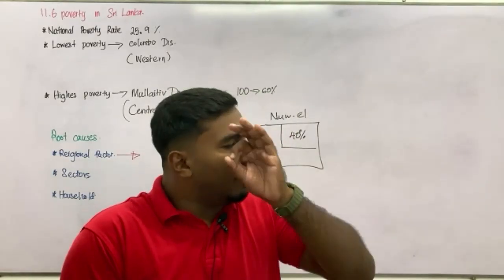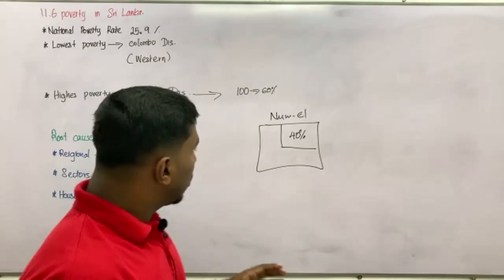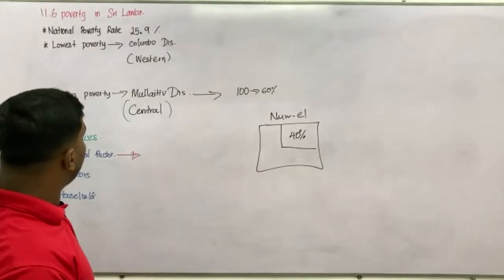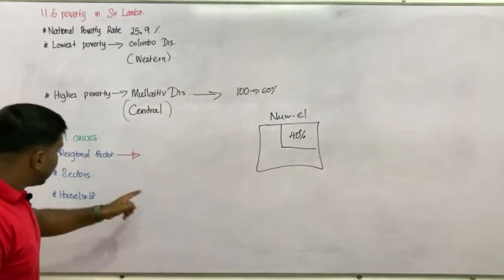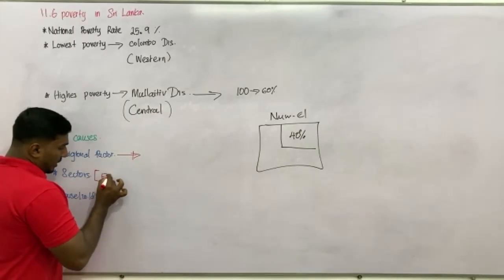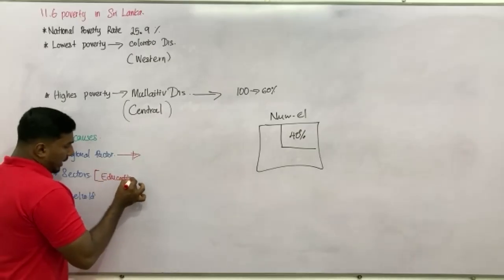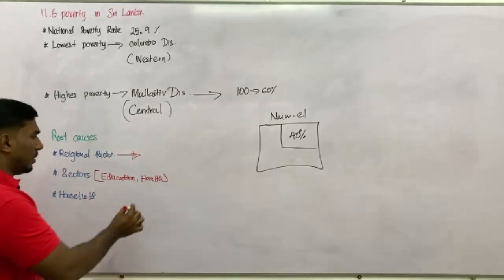A person will go for a bigger stage. Okay, so those factors also contribute very much to the poverty discrimination in Sri Lanka. That's why Colombo district has the lowest poverty and Mullaitivu district has the highest poverty. And the sectors such as education, health, education and health.